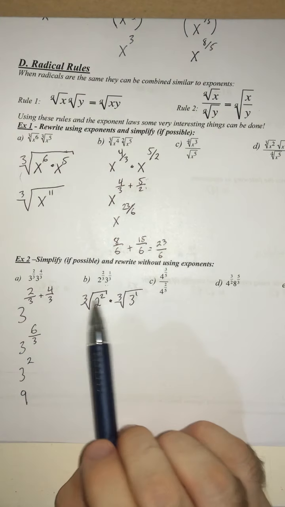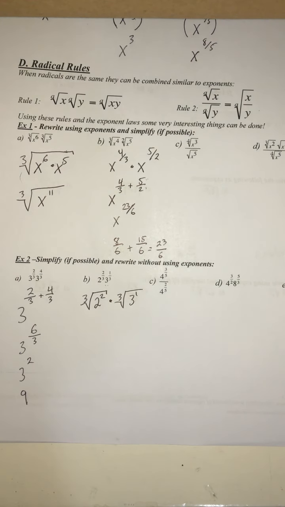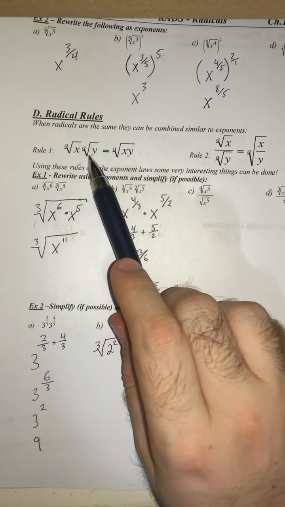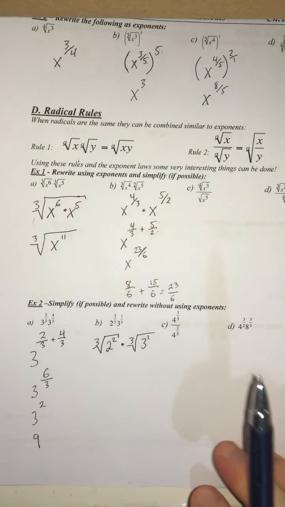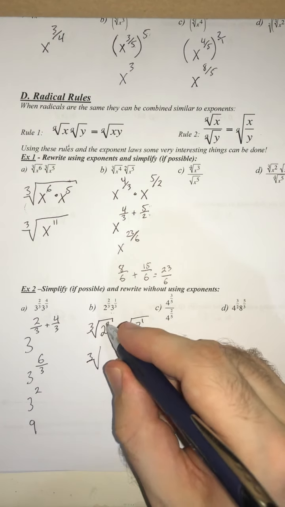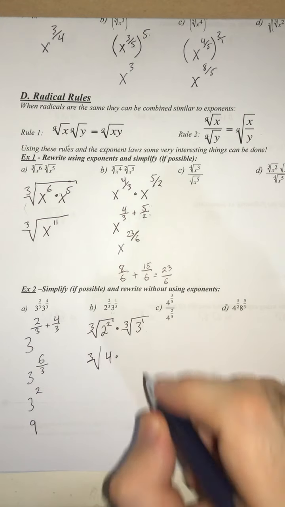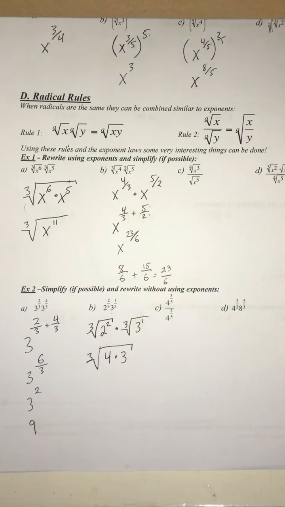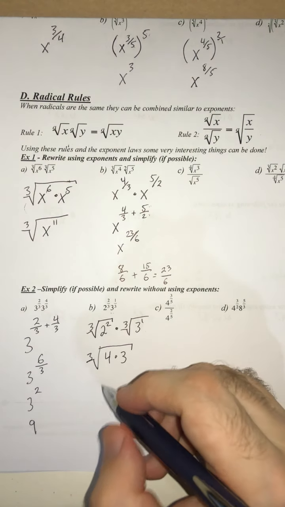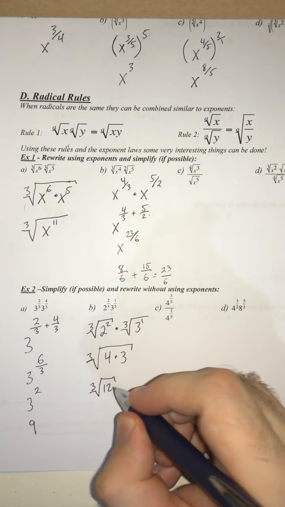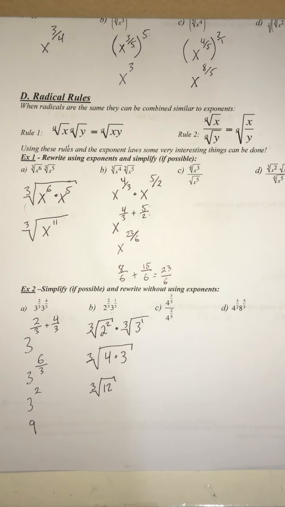And notice the cube roots are the same. If you remember from our radical rule up here, if the roots are the same, I can multiply what's inside. So I've got the cube root of 2 squared, which is 4, times 3 to the power of 1, which is 3. And multiplying that out, cube root of 12. I can't actually take the cube root of 12, so I'm going to leave it as that.